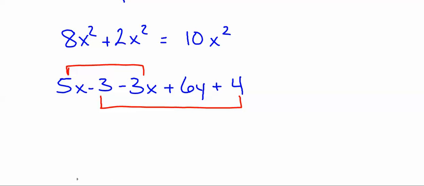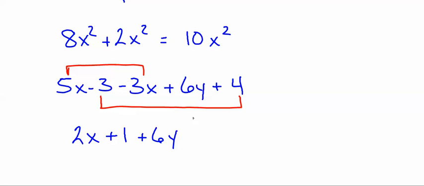So when we combine like terms, we got 5x minus 3x, which is 2x. We got a negative 3 plus 4, positive 1. And then we've still got a positive 6y in here that you can't forget about. Plus 6y. Alright? Now, does that look right?